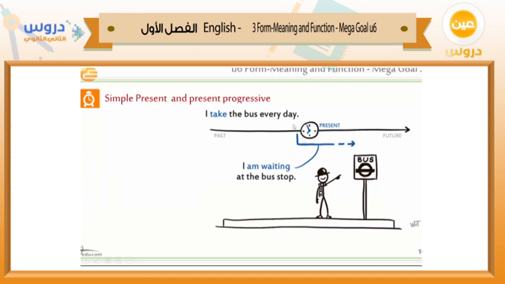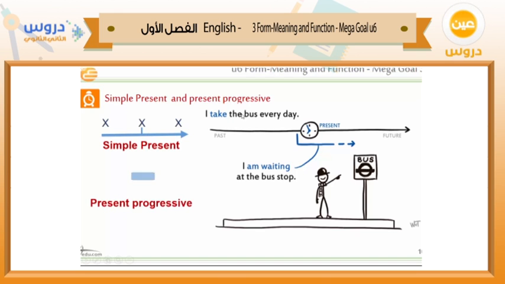Now, these are two sentences. One sentence is for the simple present, and the other sentence is for present progressive. He says, I take the bus every day. This is simple present. And you can say also, I am waiting at the bus stop. He means now. He's waiting at the bus stop.